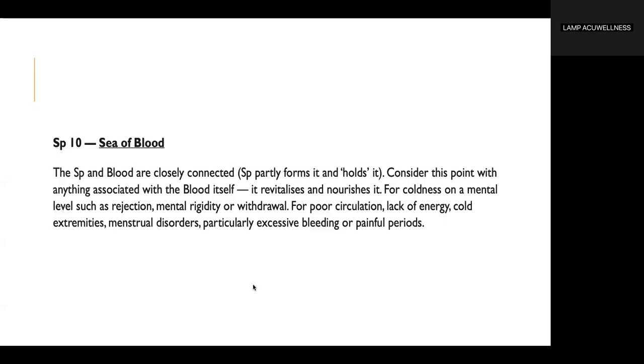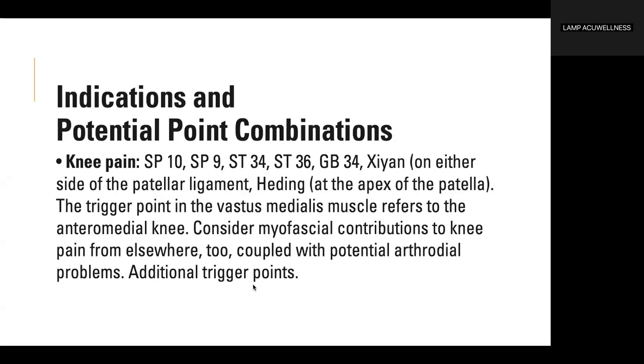The spleen and blood are closely connected. Spleen partly forms it and holds it. Consider this point with anything associated with the blood itself. It revitalizes and nourishes it. Use it for coldness on a mental level, such as rejection, mental rigidity, or withdrawal. Use it for poor circulation, lack of energy, cold extremities, menstrual disorders, particularly excessive bleeding or painful periods. Indications and potential point combinations.